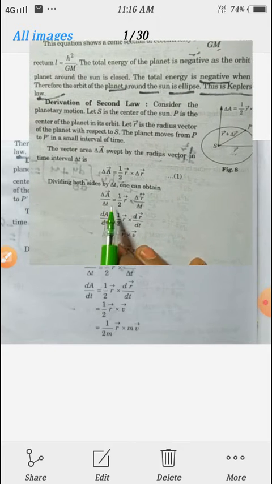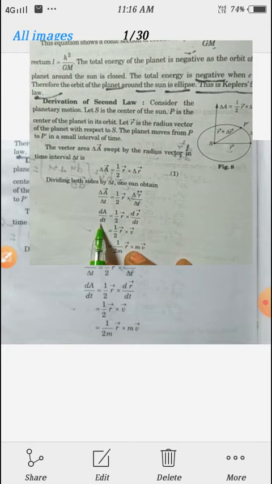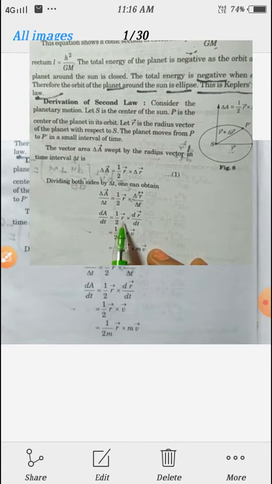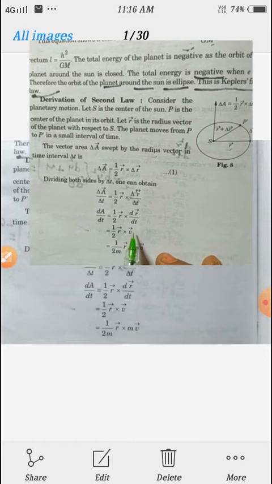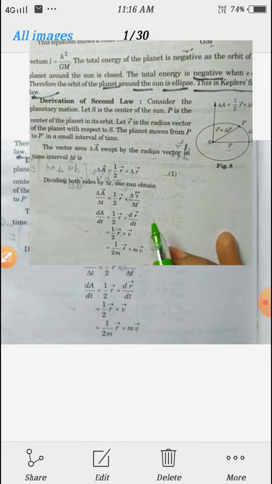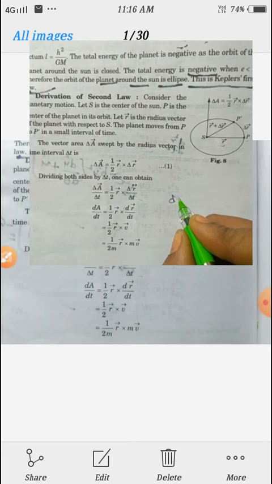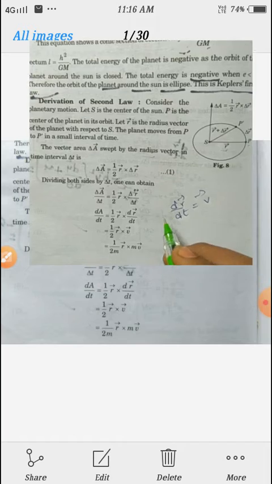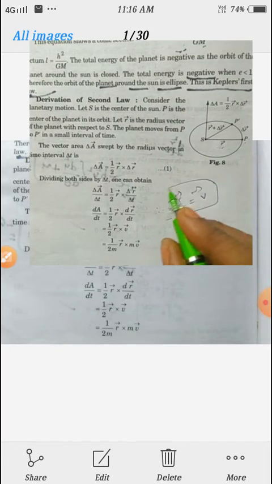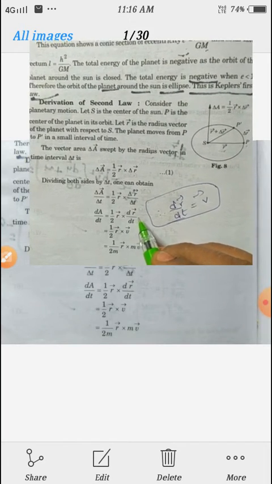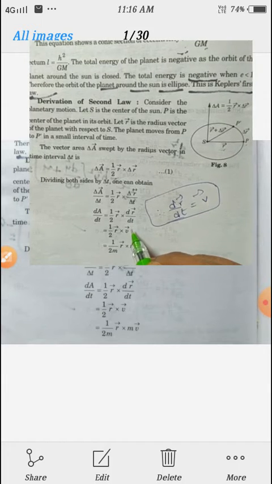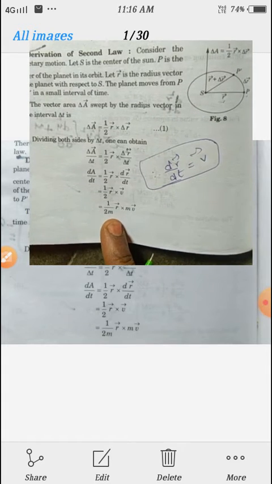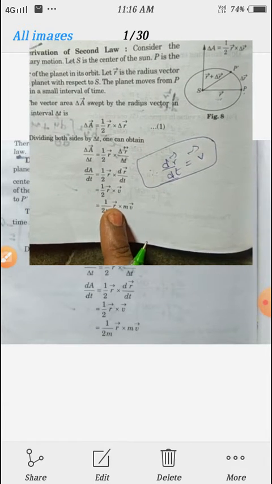So dA by dt, the rate of change of areal velocity, is half of R bar cross dr by dt. The rate of change of position vector dr by dt is equal to the velocity, so dr by dt is replaced by v. Next, on the right-hand side, multiplying and dividing with m, we get 1 by 2m, R bar cross mv.